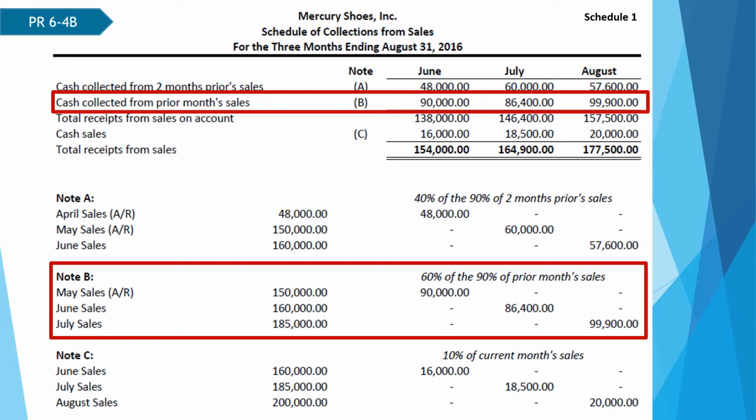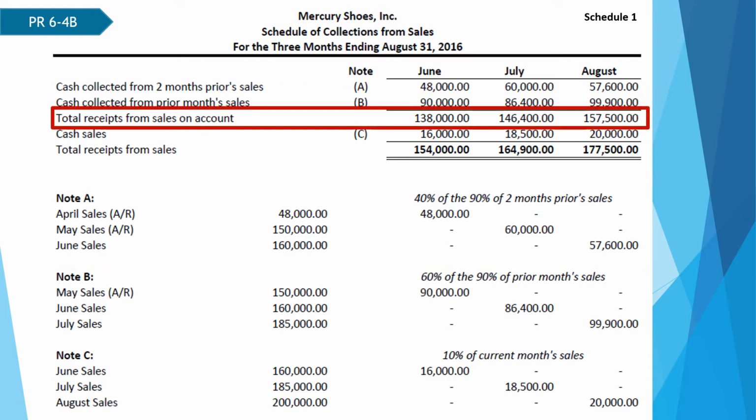In the second row, or the cash collected from prior month's sales, the remaining $90,000 of accounts receivable from May sales will be collected in June. 54% of the total sales in June, or 60% of the sales on account in June, will be collected in July, which is $86,400. The 54% of the total sales in July will be collected in August, which is $99,900.